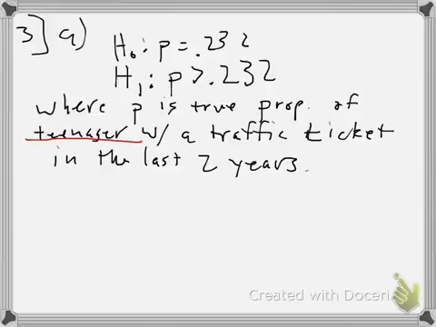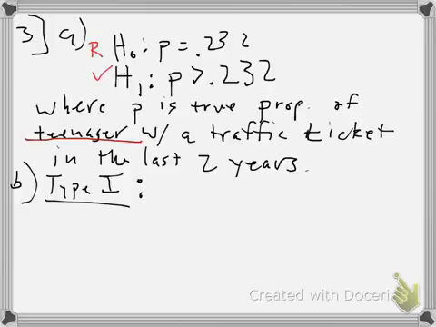All right, part B, what would a type 1 error be in context? So a type 1 error is when we reject the null hypothesis and it was true. So we reject when this was true. Let me do that again. Excuse me. We reject the null hypothesis when it was true.